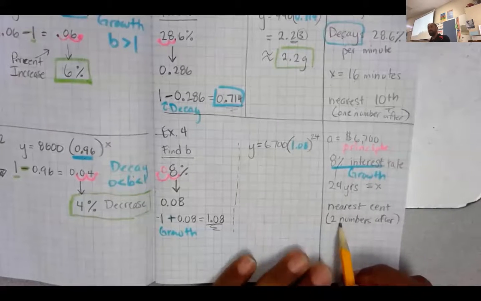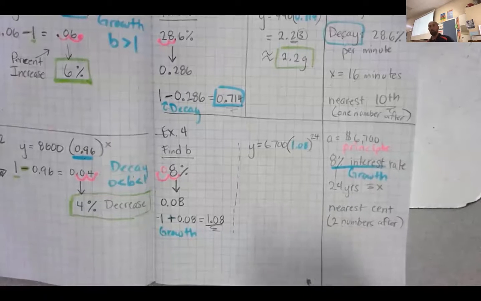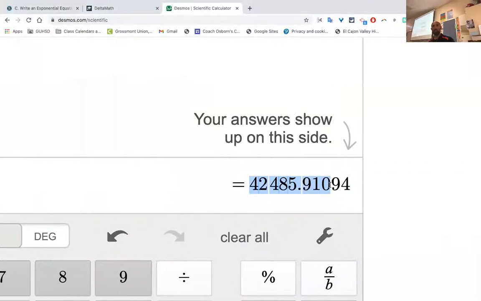Because remember, cents you would do to the nearest hundredth. So really what cents is, is a hundredth. It's the next place after the tenth. So I would round that to the nearest hundredth is what that's asking for.